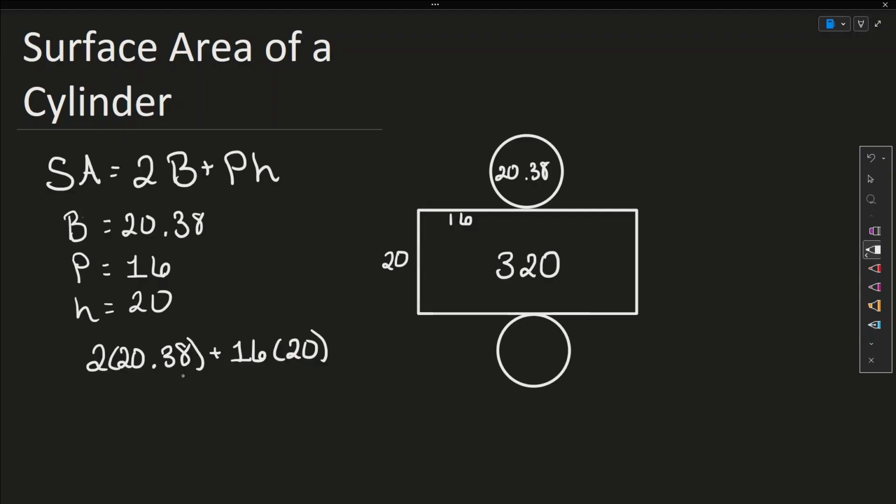In our next video, we will put everything together and focus on the general formula that works for all three shapes.